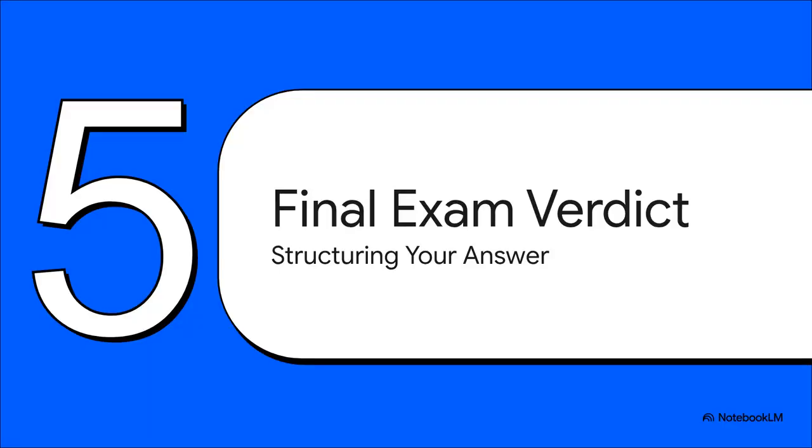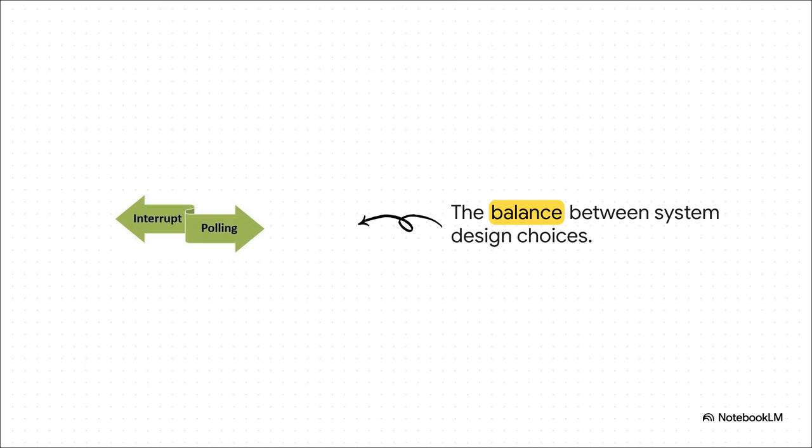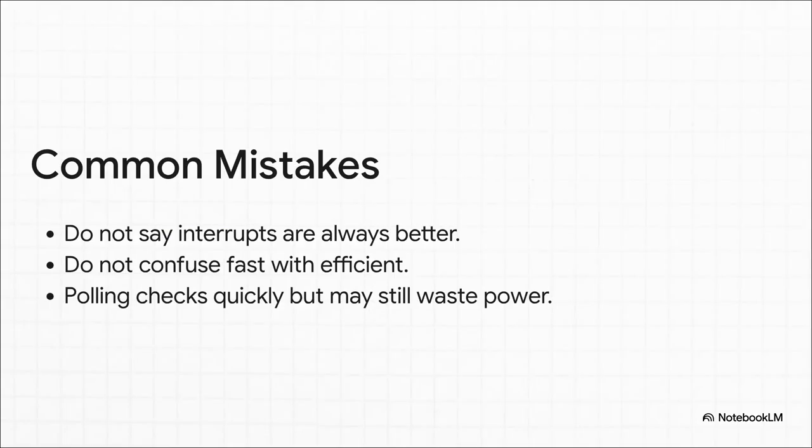All right, let's bring it all home. Part 5, the final exam verdict. A really strong evaluation, whether for an exam or real-world engineering, recognizes that system design isn't just about one method being objectively better than the other in a vacuum. It's always a balance. It's this constant push and pull between the efficiency of interrupts and the tight control of polling. And honestly, that leads right into the most common mistakes people make.